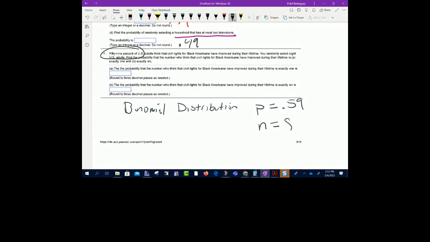8. Very good. Okay, so for part A, y'all, it says exactly 1. So my x equals 1. So y'all, we're going to use what we call our binomial PDF, okay? Now look, y'all, I'm going to come back to my formula sheet because I believe it is here.